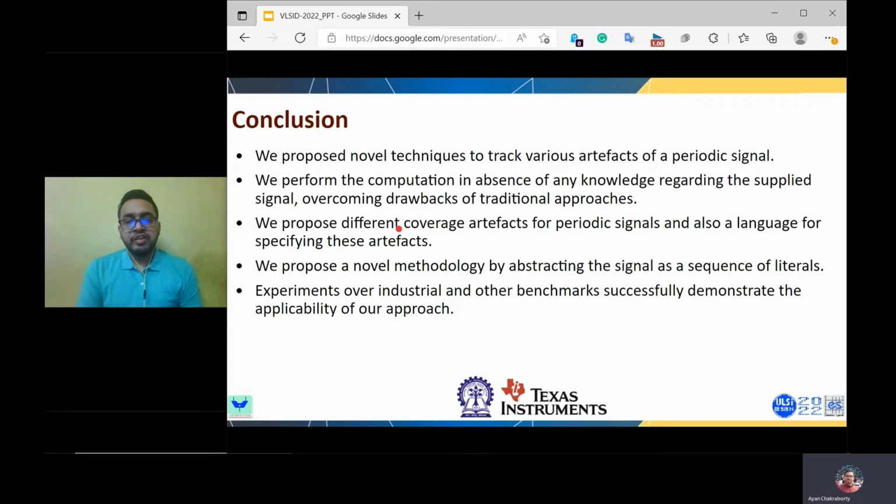In conclusion, we have proposed novel techniques to track various artifacts of a periodic signal. We perform the computation in the absence of any prior knowledge regarding the supplied signal, and in this way we overcome the drawbacks of the traditional approaches that we had discussed earlier. We have proposed different coverage artifacts for these periodic signals as well as a custom language for specifying these artifacts. We have proposed a novel methodology by abstracting the signal as a time sequence of literals. And finally, we have demonstrated the applicability of our approach over several industrial and other benchmark circuits. Thank you.